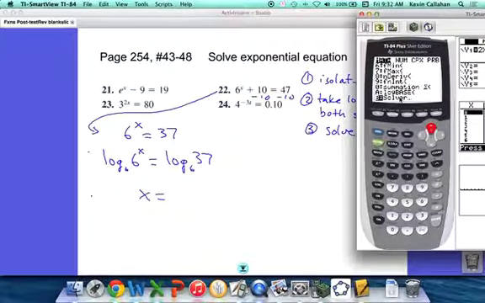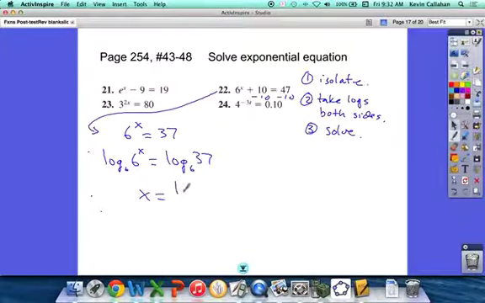We did have change of base formulas. We can say that this is log 37 over log 6. And those are the log base 10, the ones on the front of your calculator, and you can do that. But you can do log of any base in this calculator. Okay.